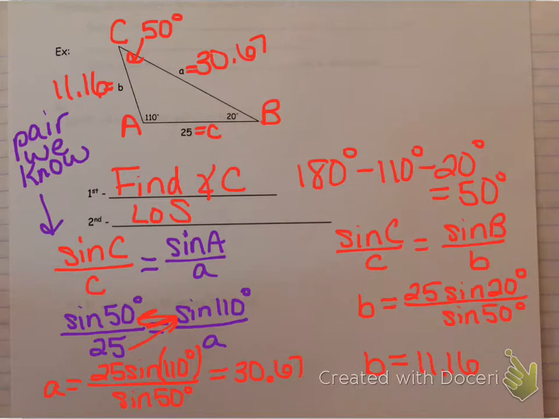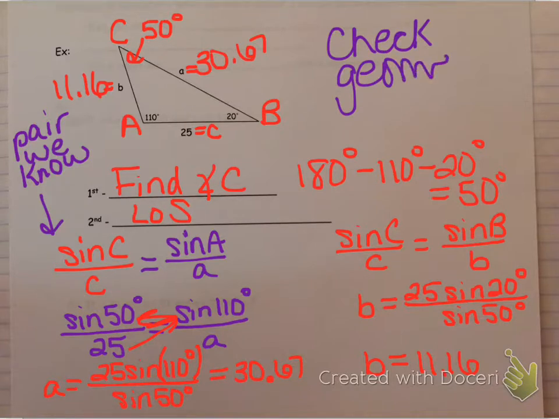The other thing you always want to make sure you do is check the geometry of the situation. This is the largest side. It's across from the biggest angle. Smallest side's across from the smallest angle. So you want to make sure the geometry always makes sense once you've got your answers.